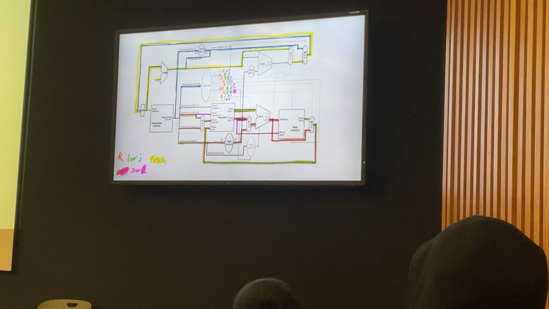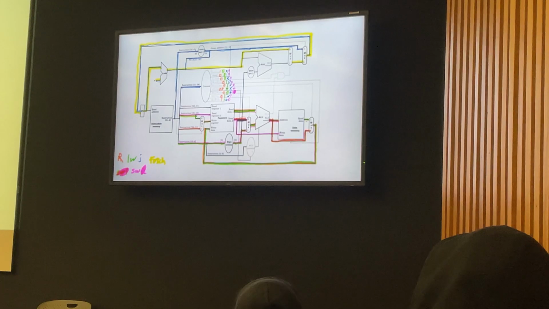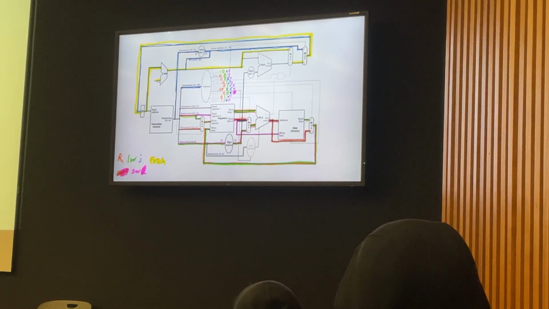Okay, so we are complete with the control path. But there was someone who said we're going to do the branch first. But we're complete with the control path. So what do we do now?